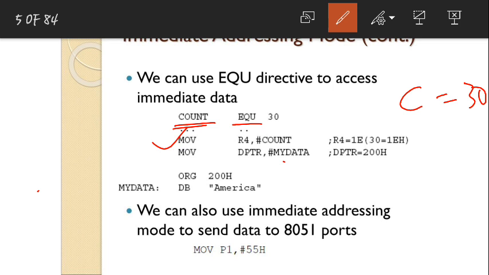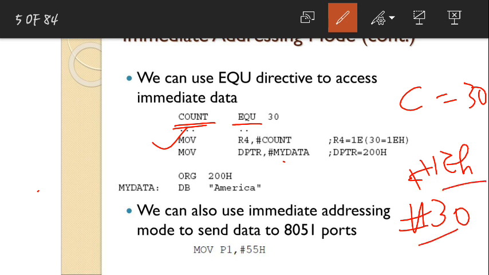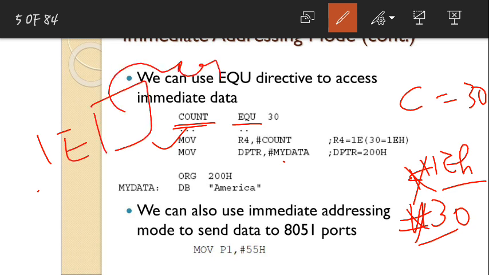That means before this 1EH there is a hash symbol, or if you write in decimal, there is a hash symbol before that. That means you are trying to move that constant value into R4. If you don't mention this in front of that, that means whatever is there in that 1E location, that value will be moved to R4, okay.